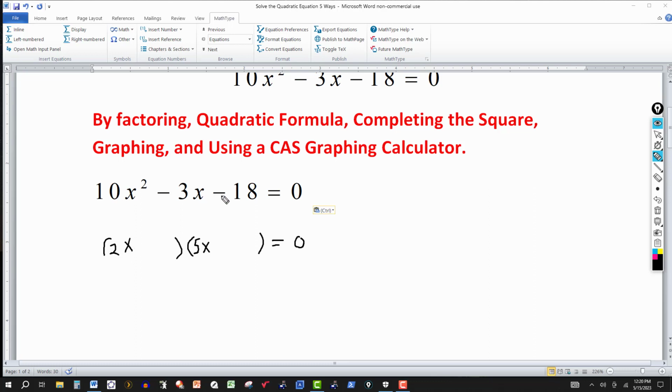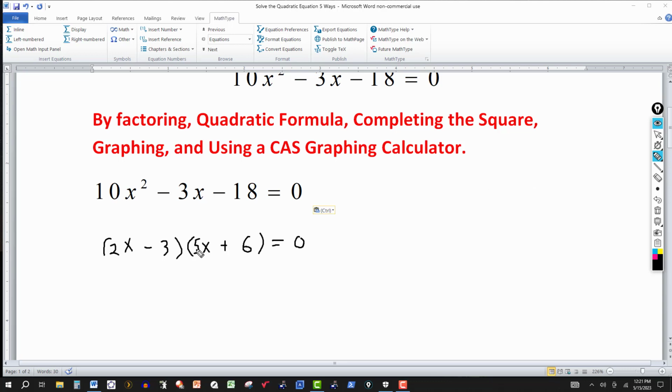The third term is negative, so we know the signs in the parentheses are going to be opposite. One will be positive, one will be negative. Play around with the factors of 18. And there's different techniques for factoring. But once you've done enough of these, you can figure out what the combination is going to be. I'm going to use 3 and 6 for the 18. And I want to come up with a minus 3x here. So that means this one should be negative here. This one should be positive.